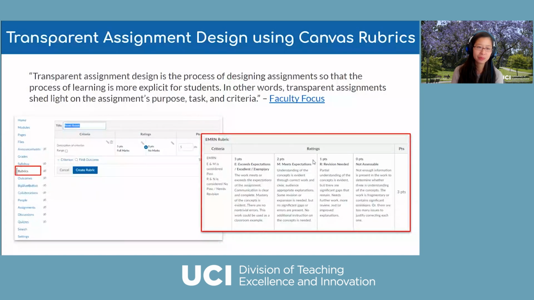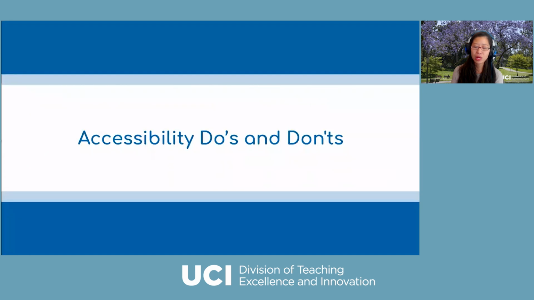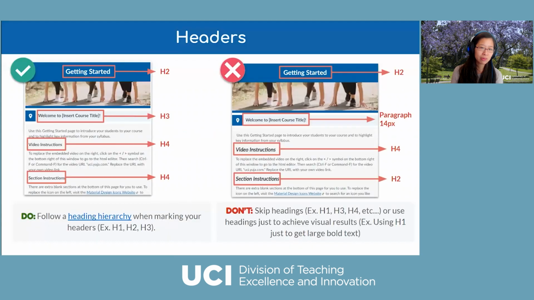Okay, cool. All right. So the last course design element that we want to talk about today is accessibility. It's almost impossible to cover all accessibility considerations in one workshop. So in this next section, we've really just picked out some of the most common ones that you will encounter as you design in Canvas. So let's talk about some accessibility do's and don'ts.